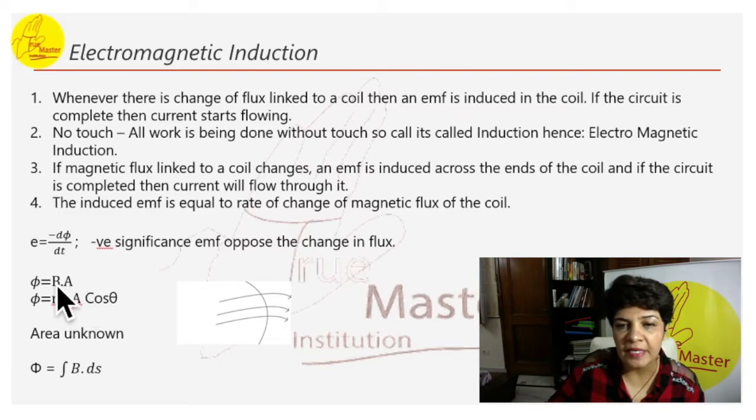If we replace this with B dot A, we can write BA cos theta. What is theta here? It is the angle at which the area is kept. And in case we don't know the area, instead of writing A, we can write B dot dS.